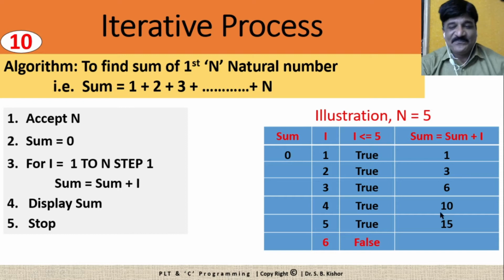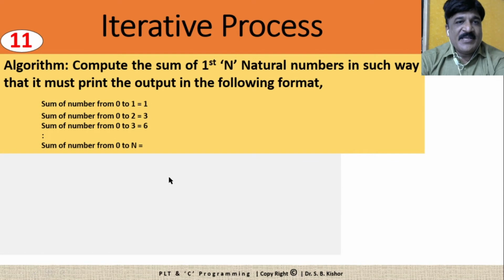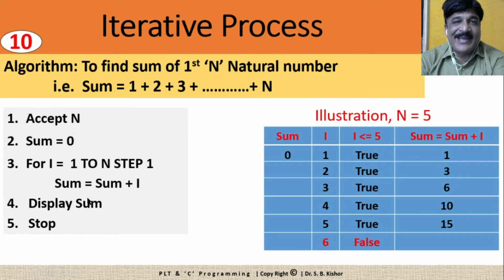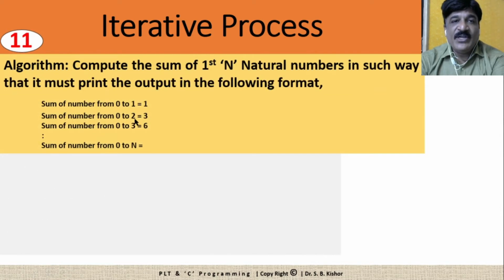Now in the next problem, we are going to solve almost the same problem that we have seen earlier. Compute the sum of first n numbers in such a way that it must print the output in the following format. That is, sum of numbers from 0 to 1 is how much, sum of numbers from 0 to 2 is how much, and so on. So each time you calculate the sum, you need to print the sum. In the previous case, we printed the sum at the end, after calculating all the results. Now in this case, we need to print the sum after calculating the sum.